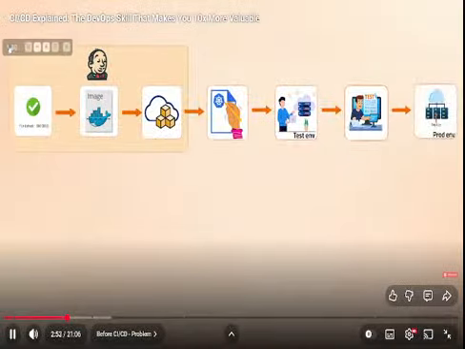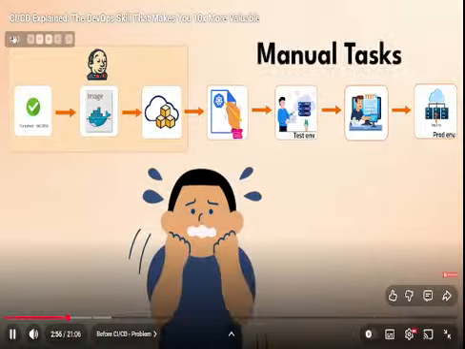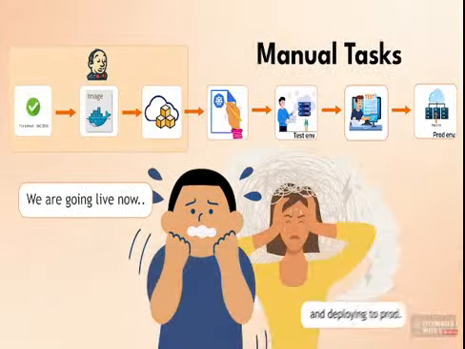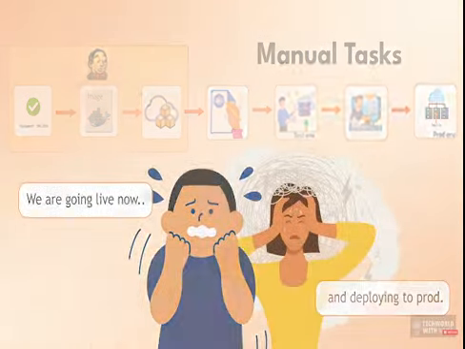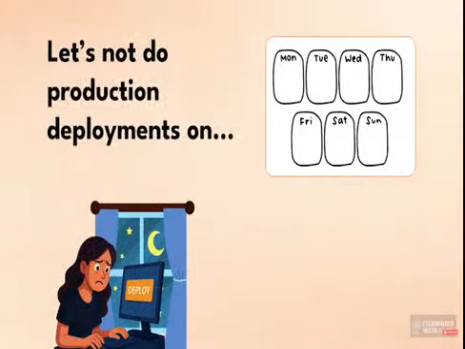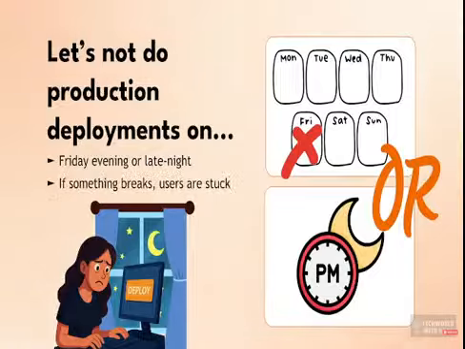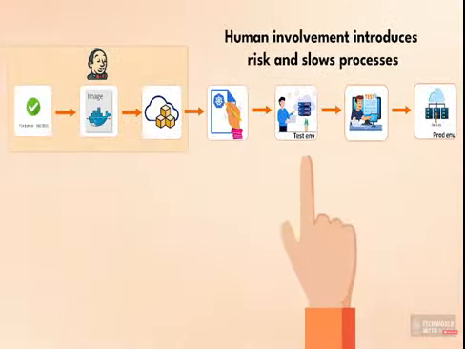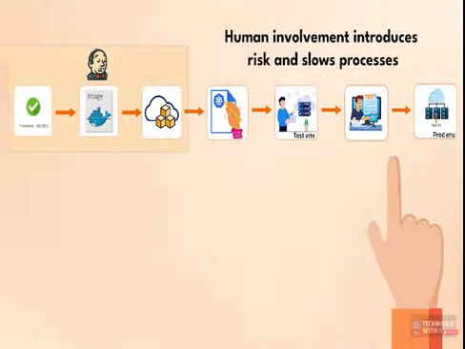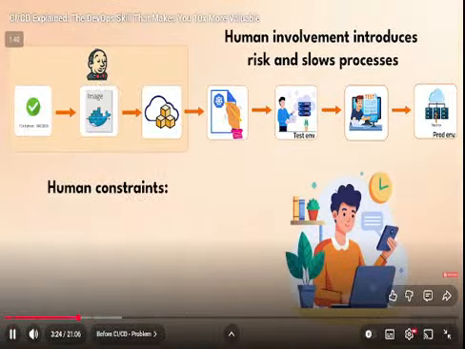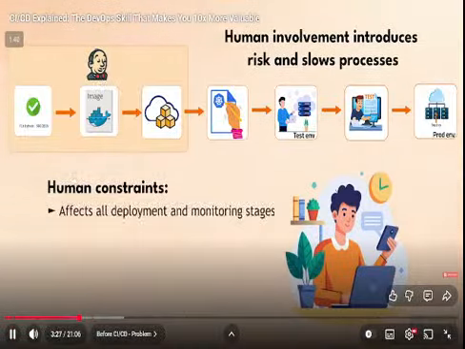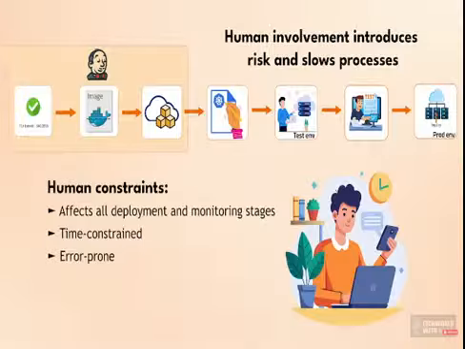which will be the same process, but this time with more shivering and anxiety because we are going live now, and deploying to prod, we need to be prepared for some surprises. And let's not do that prod deployment on a Friday evening or any evening really, because if something happens and users cannot access the app and no one's there to fix it overnight, that will be pretty bad. So as you see, we have tons of constraints here at every stage because of one common element, which is human. Because human deployment and monitoring is always time constrained and much more error prone.